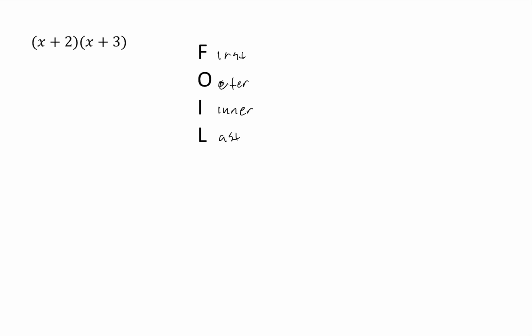So we want to multiply the first two terms, which is x times x, and that will give us x squared. The outer terms, we're going to multiply x times 3, and that will give us 3x. The inner two terms will be 2 times x, which will be 2x. And the last terms will be 2 times 3, which is 6.